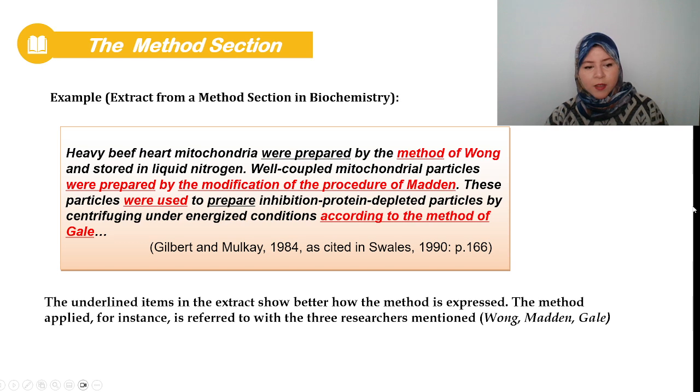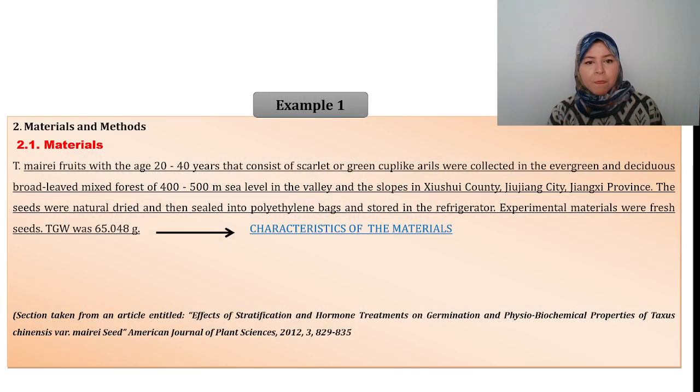The underlined items in the extract show better how the method is expressed. The method applied, for instance, is referred to with three researchers mentioned: Wang, Maiden, and Gay. Here is another example of the materials and methods section.